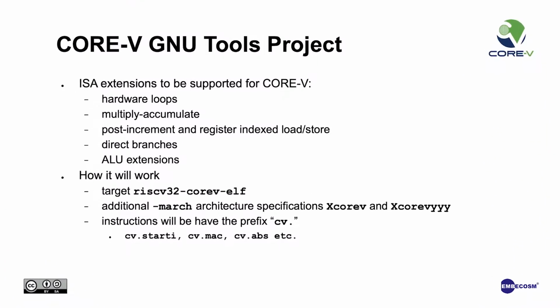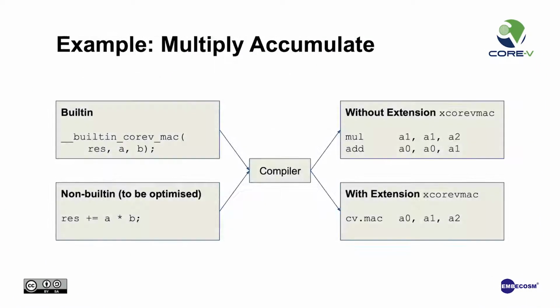All CORE-V instructions have a cv prefix. The toolchain has built-ins for the majority of instructions. As well as built-ins, the toolchains are able to recognize patterns and optimize to use CORE-V instructions. For example, on the slide here, we have the mac function that computes the product of two numbers, a and b, and adds that to an accumulator, res. There is an option to use the CORE-V built-in or simply write the equation where the pattern will be identified and optimized, resulting in a reduction in code size as seen on the right.